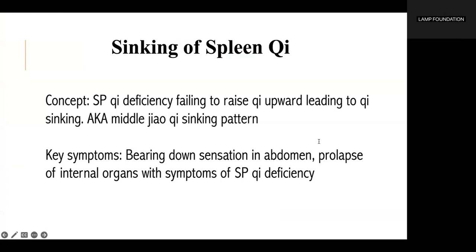Spleen chi is also needed to hold the fetus in the uterus during pregnancy. Spleen chi sinking can therefore also manifest with spontaneous miscarriages. This is due to spleen chi deficiency failing to raise the chi upward, leading to chi sinking. It is also called middle jiao chi sinking pattern. Key symptoms: bearing down sensation in the abdomen and prolapse of internal organs with symptoms of spleen chi deficiency.